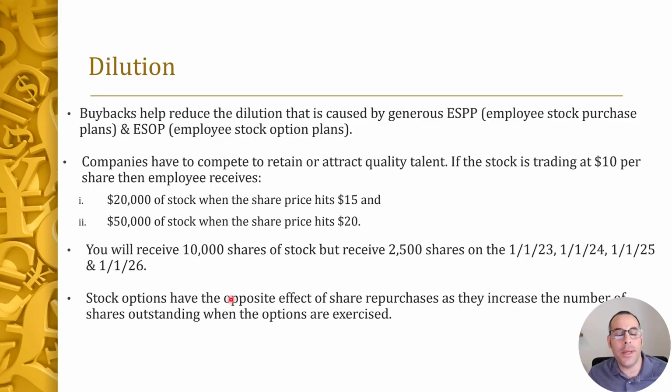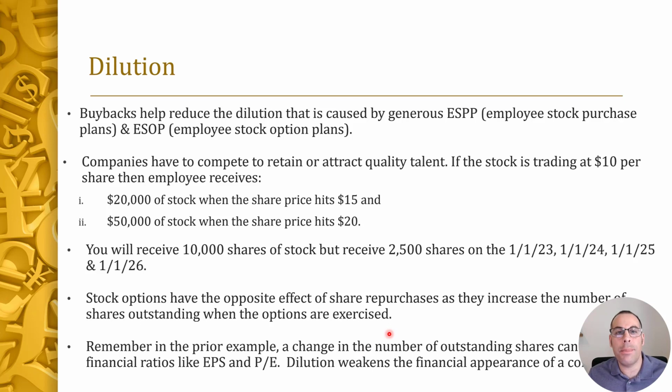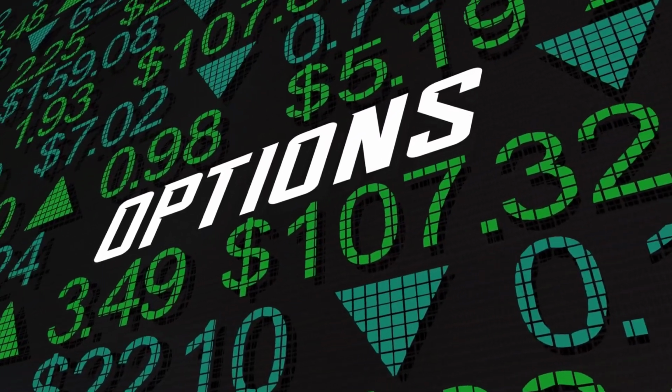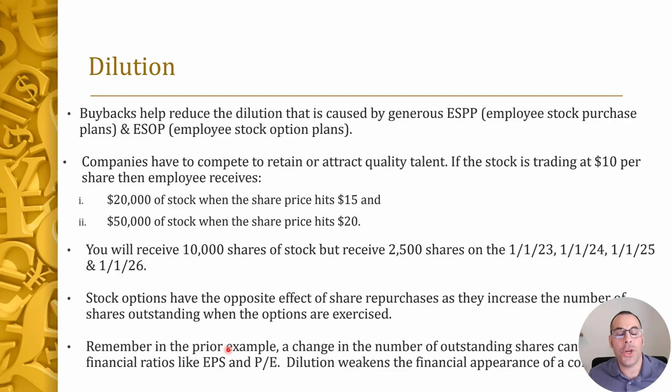As you probably concluded, stock options work the opposite of buybacks. They increase the shares outstanding when the options are exercised. When we buy options in the open market, it doesn't affect the shares outstanding. But when a company offers options to its employees, then it usually increases the shares outstanding. And remember in the prior example on ROA and ROE, a change in the shares outstanding can affect the financial ratios. So if lots of options are exercised, the earnings per share and the PE ratio are going to get worse. So dilution weakens the appearance of a company.